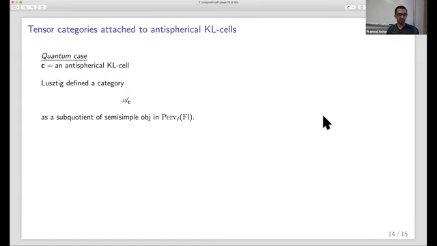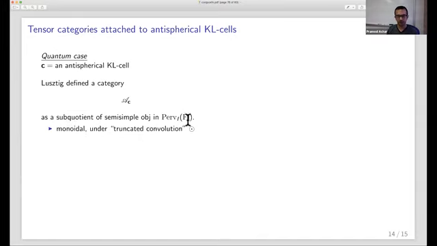So I'll tell you a bit about this. It should have something to do with tensor categories attached to antispherical cells. Let boldface B be a Kazhdan-Lusztig cell, and Lusztig defines some category which I'll call AC. I think this doesn't exactly match the notation in the literature, but anyway, I'm going to call it AC for now. It's some subquotient of the category of semisimple Iwahori-equivariant perverse sheaves on the affine flag variety. And a non-trivial fact about it is that it has a monoidal structure.